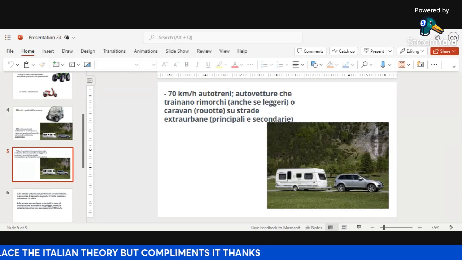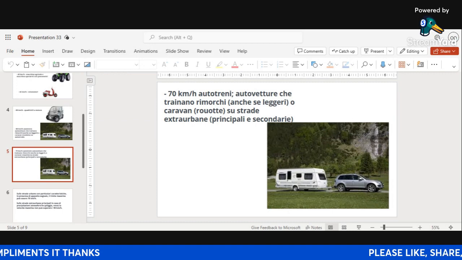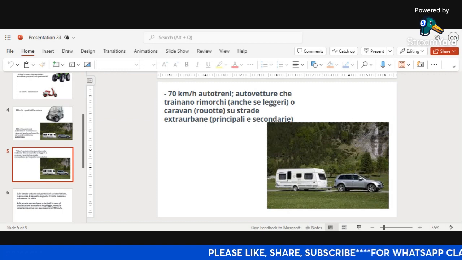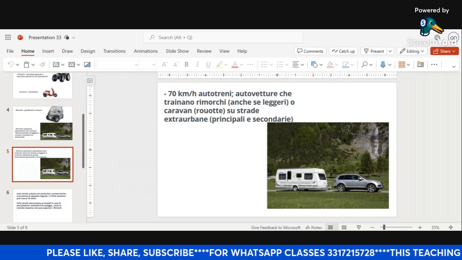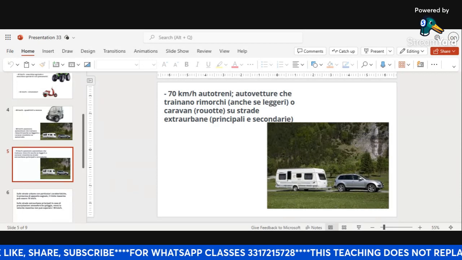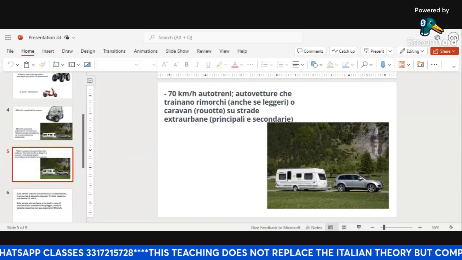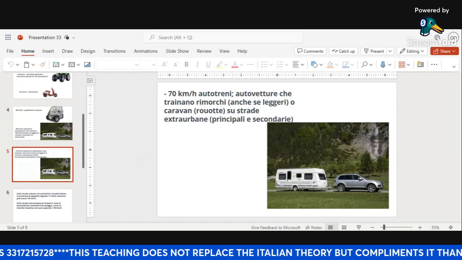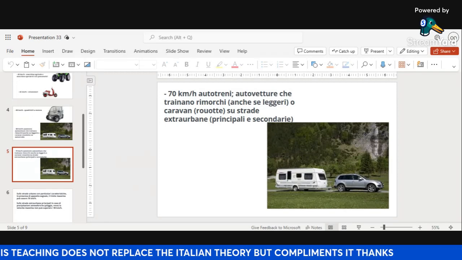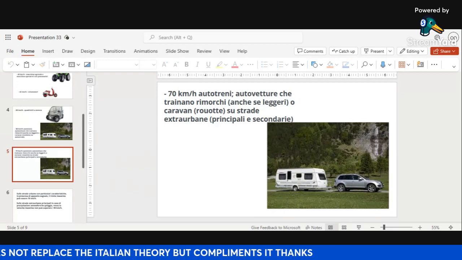Without the trailer, when you carry only the car, you are supposed to respect the general speed limit, which is autostrada 130, extraurbana principale 110, extraurbana secondaria 90. But because of this trailer, something has changed. So we have to go back to what speed limit applies to us now, which is 70 kilometers per hour for these two roads, secondaria and principale, while on the autostrada, I will go 80.